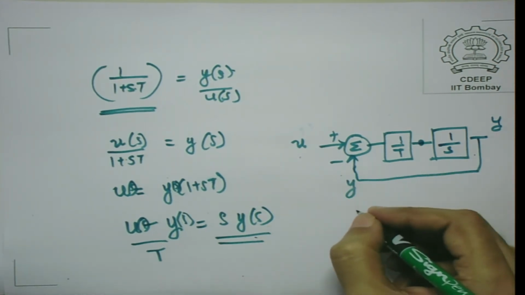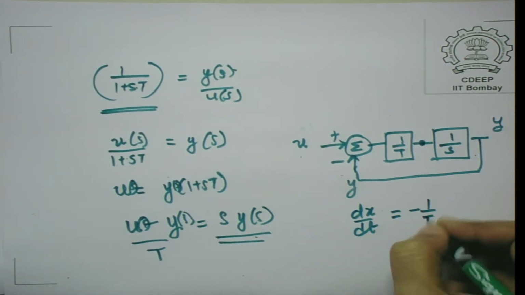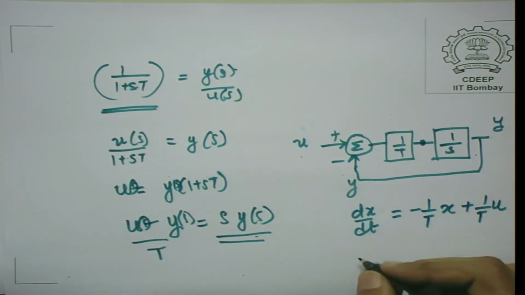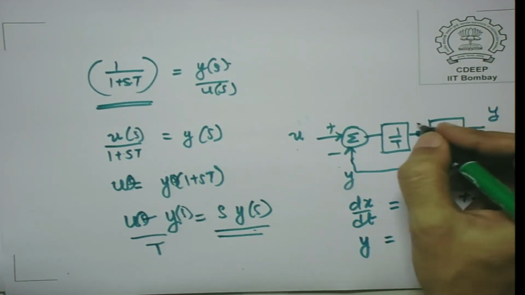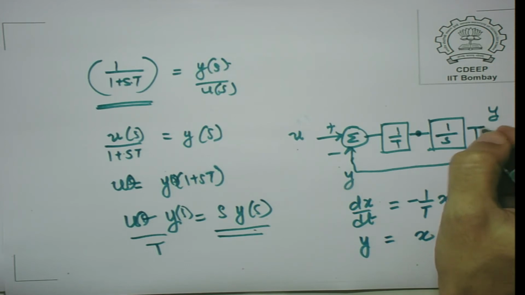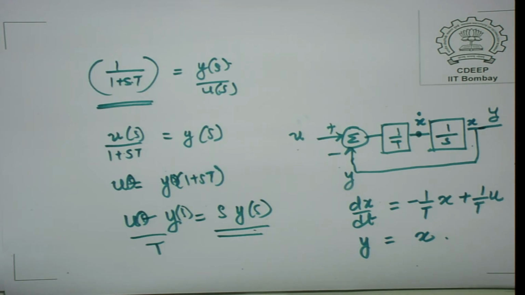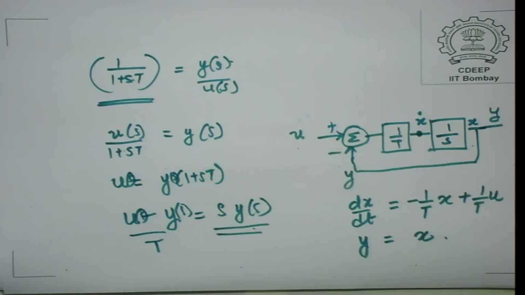You can also write the underlying differential equation: dx by dt is equal to minus 1 upon T x plus 1 upon T u, and y is equal to x, and this is x dot, and this is what you get. So, you can say that this transfer function is representative of a set of differential equations.